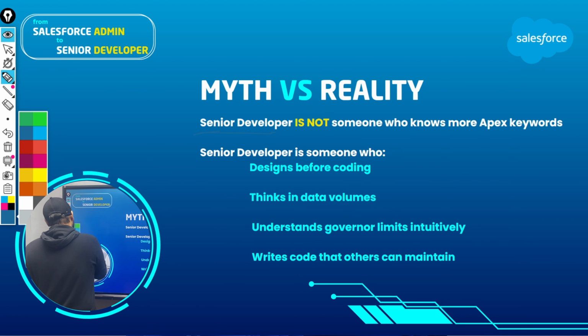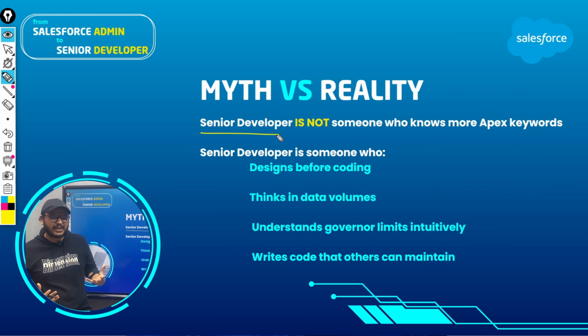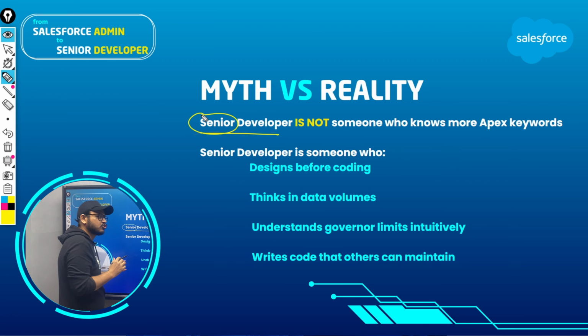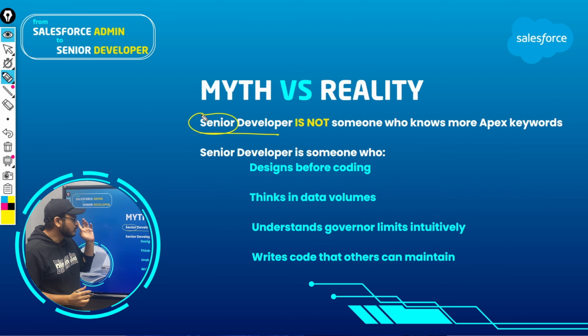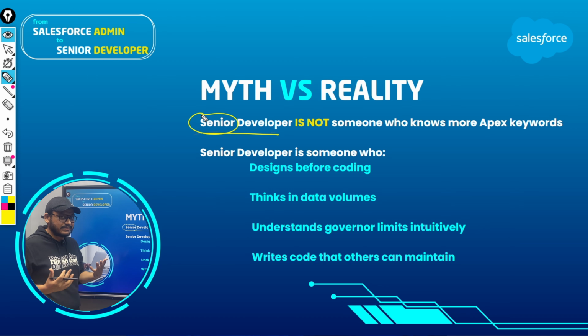A Salesforce senior developer is not someone who knows more Apex keywords. It's not someone who knows Apex really well, or who just knows Apex syntax. It has to be beyond that. The keyword here is senior developer. I'm not just talking about a Salesforce developer who has just started, right? So a Salesforce senior developer is not someone who would just be good with Apex keywords or syntax. No, it's beyond that. So what does a Salesforce senior developer do?